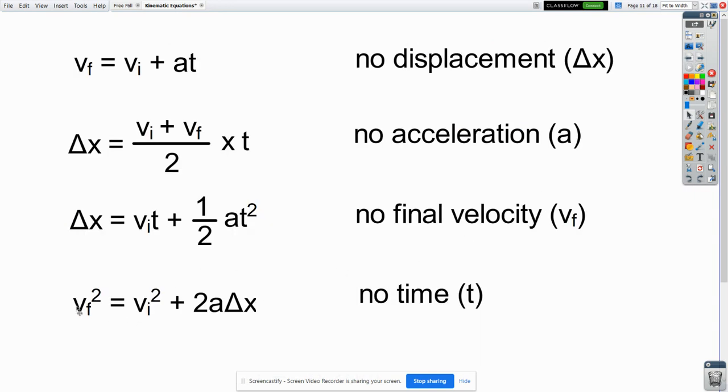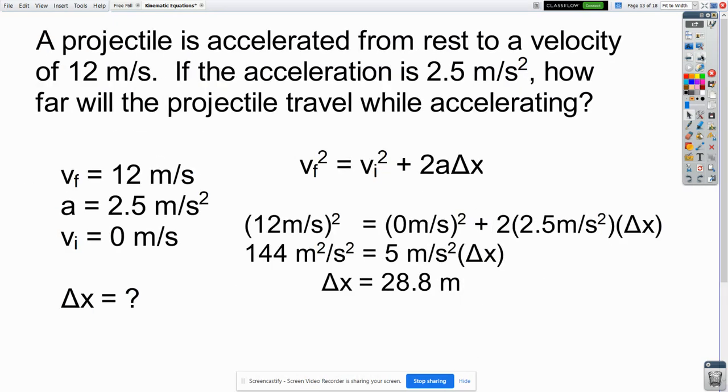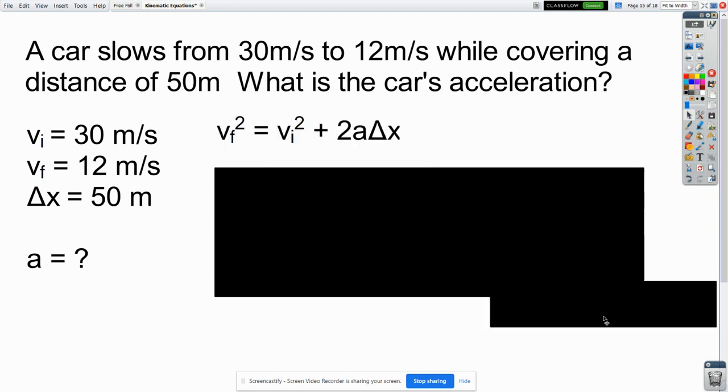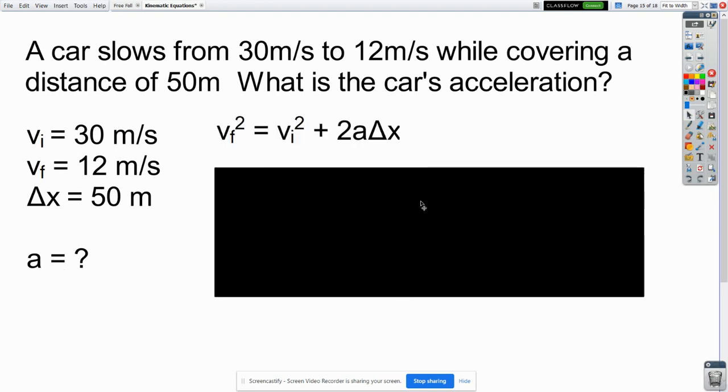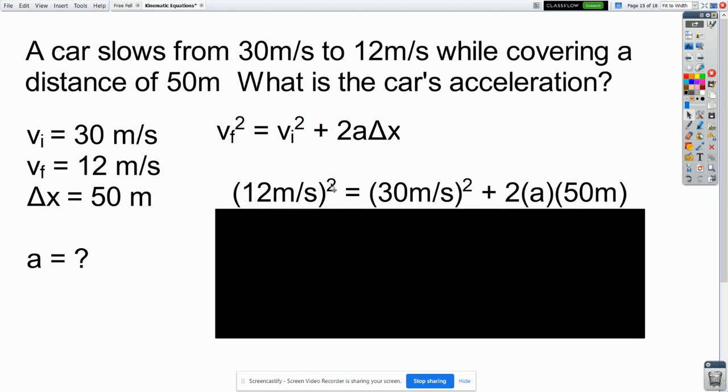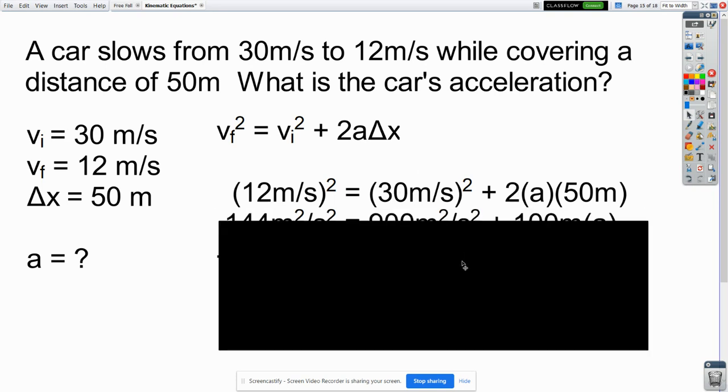VI, VF, delta X, A. We're using the fourth kinematic equation, the one with no time. Let me go back and look. We do not have time, so that's the correct equation. Substitute: 12 meters per second squared equals 30 meters per second squared plus 2 times 8 times 50. I'm going to simplify. I'll go ahead and square both of those, and I'll do the 2 times 50.